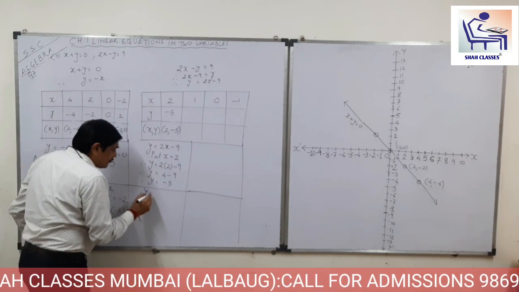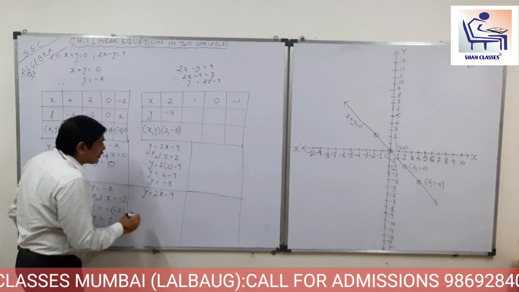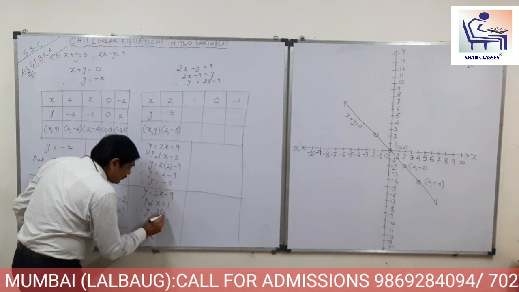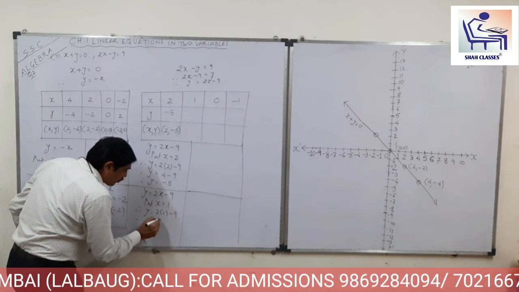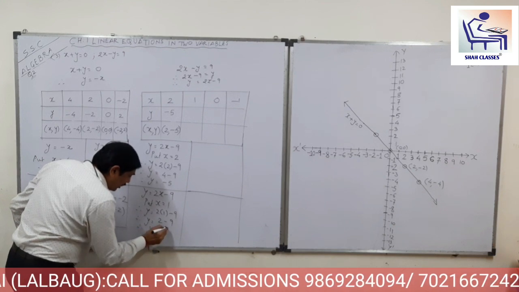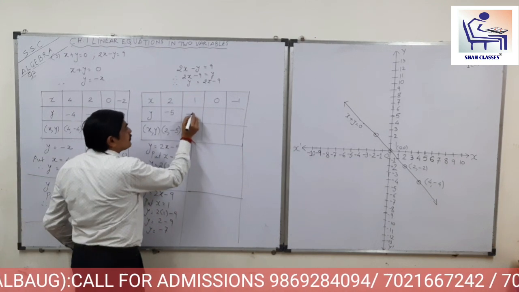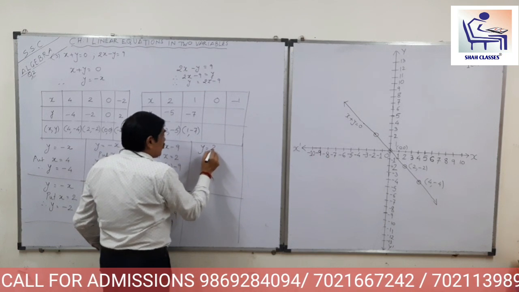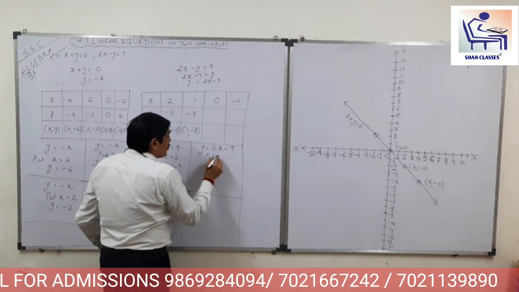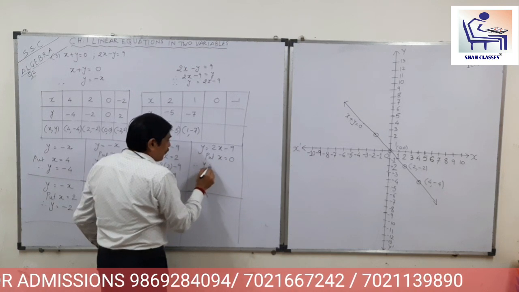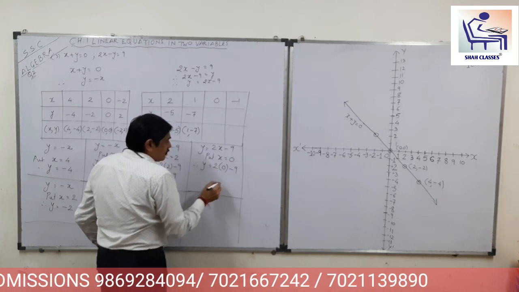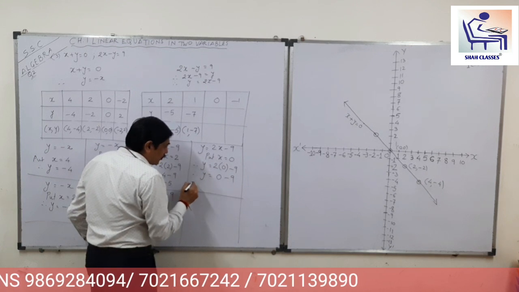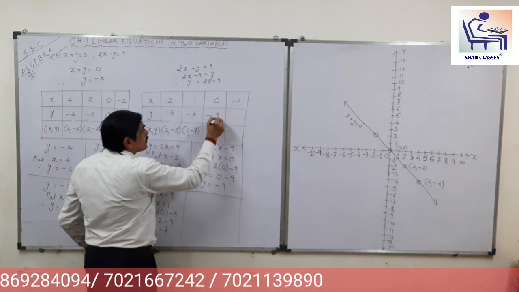Now for the second value, y is equal to 2x minus 9. Put x is equal to 1. Now 2 ones are 2, minus 9, y is equal to minus 7. Now for the third value, y is equal to 2x minus 9. Put x is equal to 0. Therefore, y is equal to 2 into 0 minus 9. So 2 into 0 is 0, y is equal to minus 9.